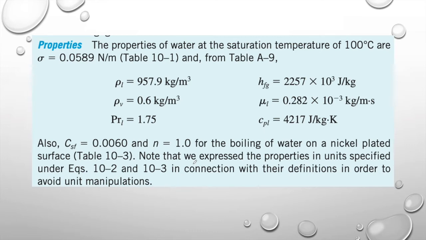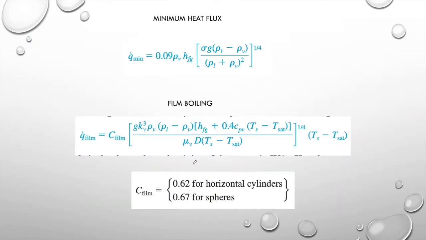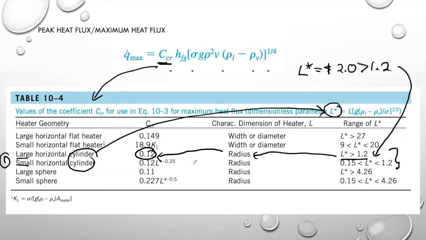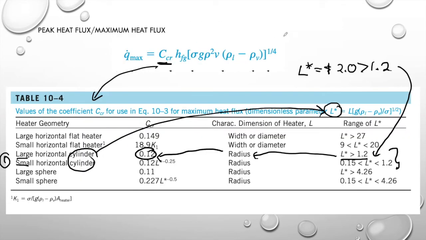Okay. So our CCR value is 0.12. After that, substitute the value of properties into the Qmax equation, and you will get Qmax is 1.017 times 10 to the power of 6 watt per meter squared. So substitute into this equation.